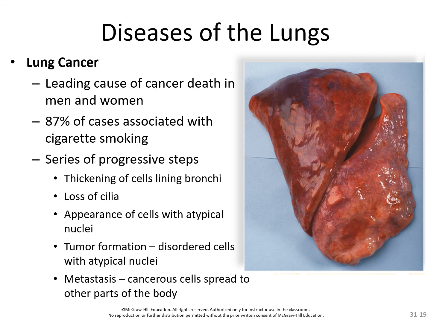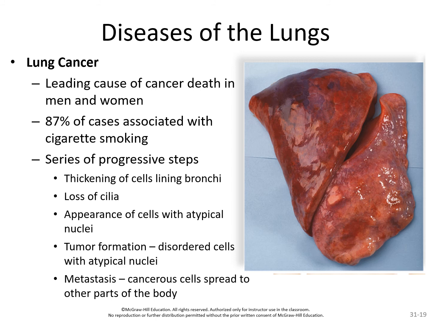So it used to be a whole lot more widespread than it is now, but it's still pretty widespread because of this. There are a series of progressive steps that happen with lung cancer. Very early on, you'll see the cells that line the bronchi thicken up. They'll lose their cilia. This is something that we referred to earlier.